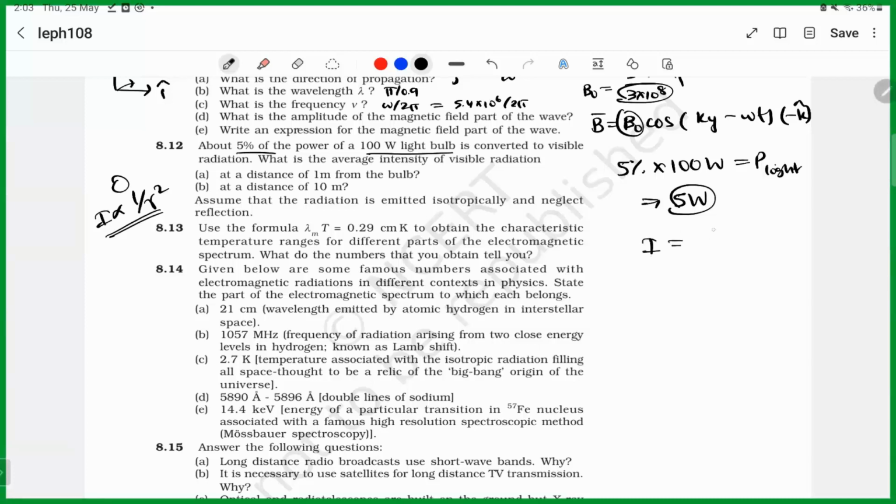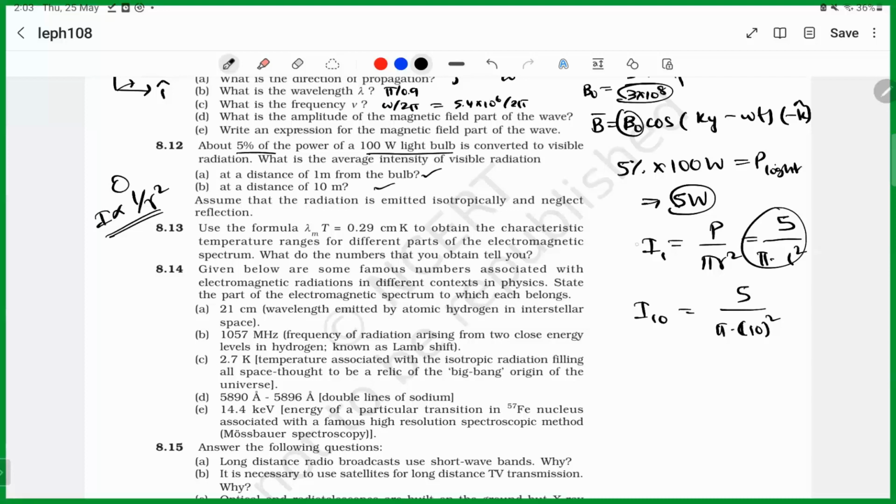Intensity is always given by power by area. So the power is always 5. The area is pi into r squared, which is 1 squared. So that is the intensity. Okay. At 1 meter. The intensity at 10 meters is simply going to be 5 by pi into 10 squared. So these two are done.